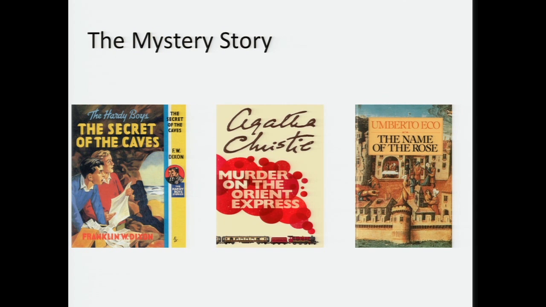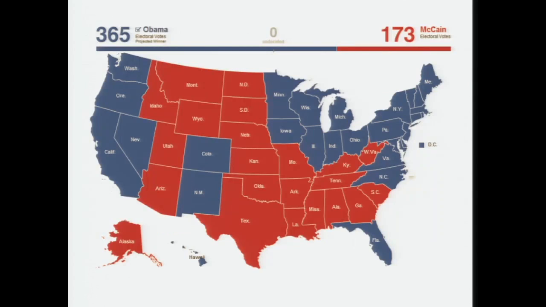What is like that? Well, let's take a look at some New York Times visualizations. Here we have a very simple one. This is a classic red-blue election map. You can see it's Obama versus McCain, so you can date it yourself.